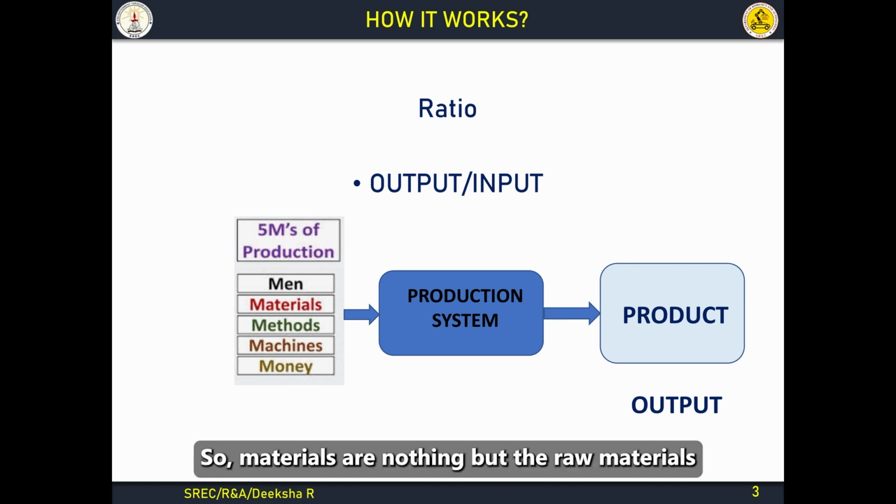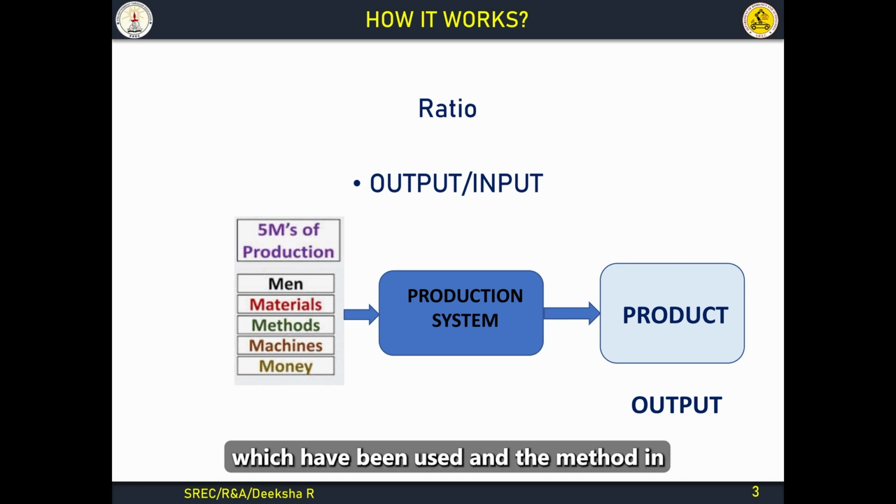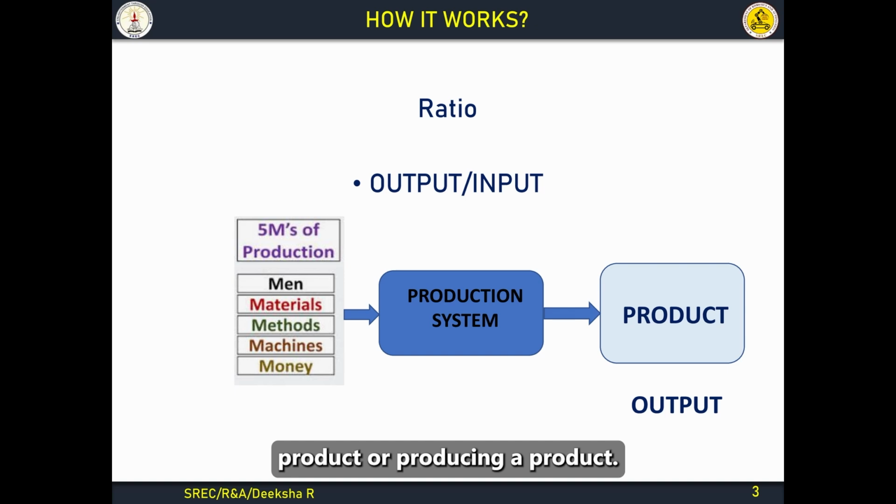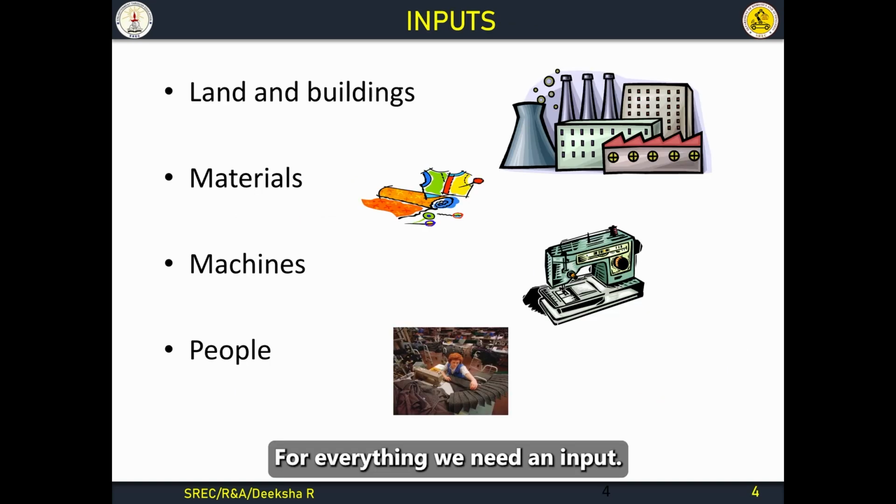Next is the material. Materials are nothing but the raw materials which are used, and the method is the way in which a person is going to develop a product. Next are the machineries. Machineries are nothing but the tools which are used for the product. And the money is the investment for manufacturing or producing a product. For everything we need an input.